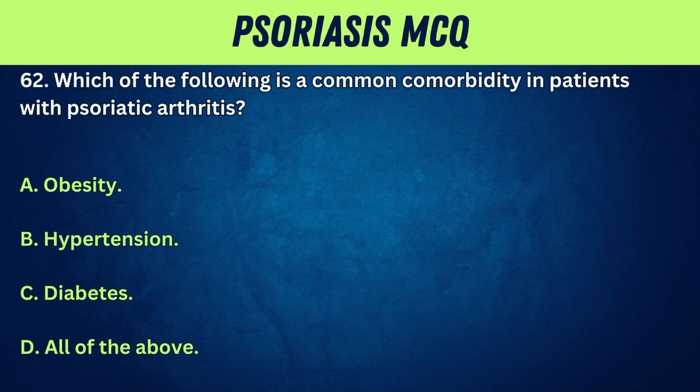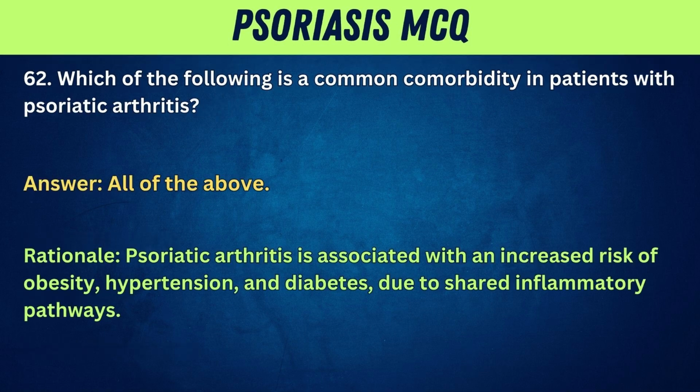62. Which of the following is a common comorbidity in patients with psoriatic arthritis? A. Obesity. B. Hypertension. C. Diabetes. D. All of the above. Answer: all of the above. Rationale: psoriatic arthritis is associated with an increased risk of obesity, hypertension, and diabetes due to shared inflammatory pathways.